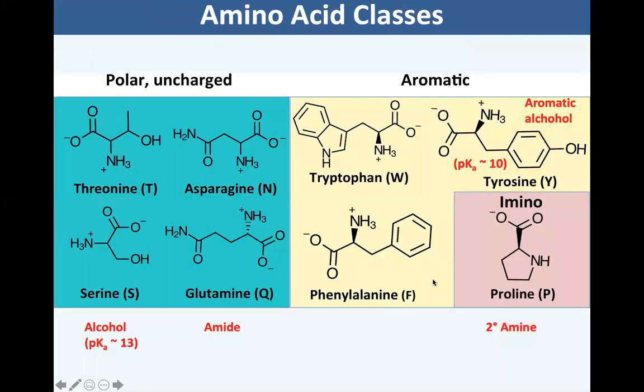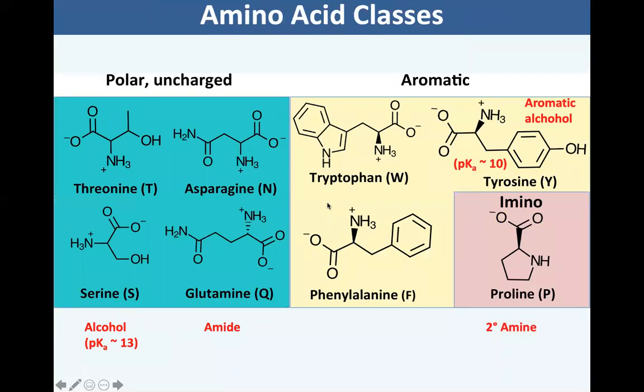We're going to move over to the polar uncharged. We see serine and threonine. These are commonly phosphorylated. Serine and threonine are aliphatic alcohols. Their pKa is about 13. So if you're at pH 13, about half of serine would be deprotonated. Over here is asparagine and glutamine. These are amide side chains, okay?